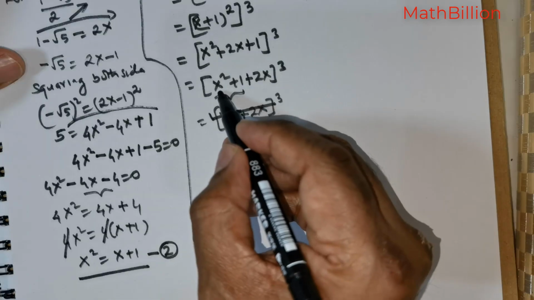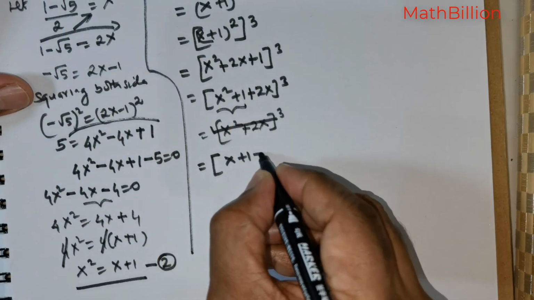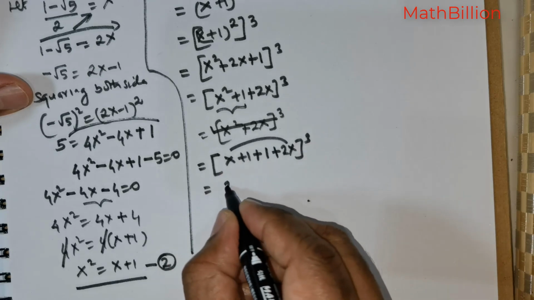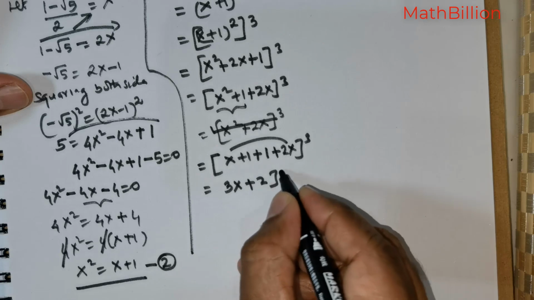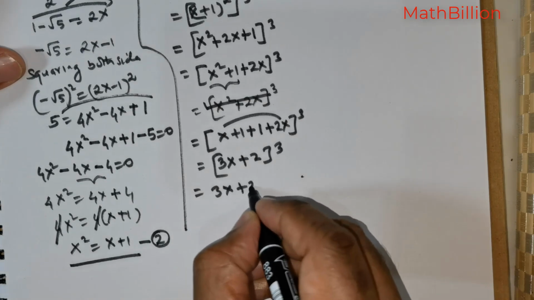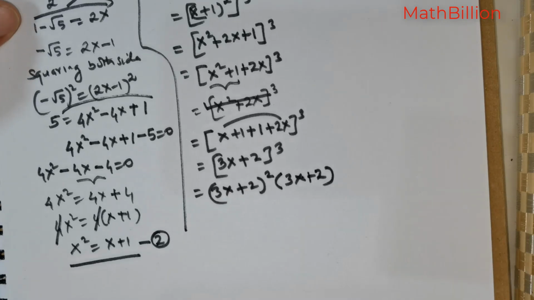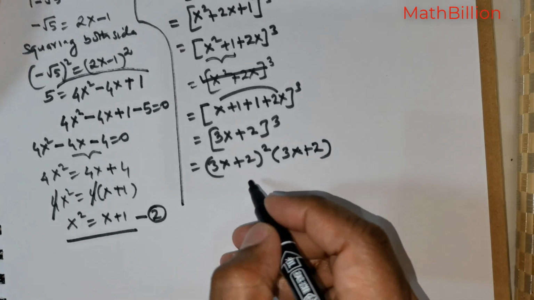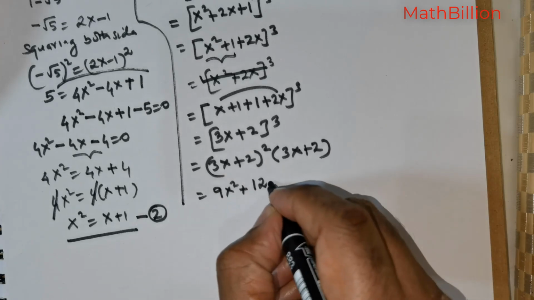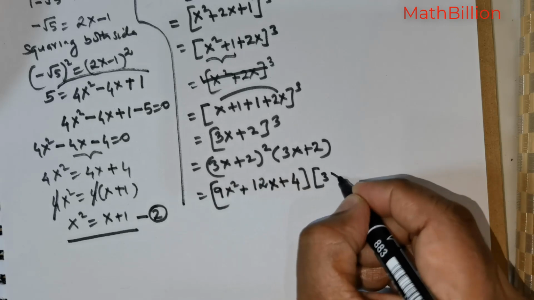Now in place of x², I will be utilizing x + 1. So this is equal to (x + 1 + 1 + 2x)³, which is (3x + 2)³. Now I wish to write this as (3x + 2)² times (3x + 2). If you expand this, it is 9x² + 12x + 4, multiplied with (3x + 2).